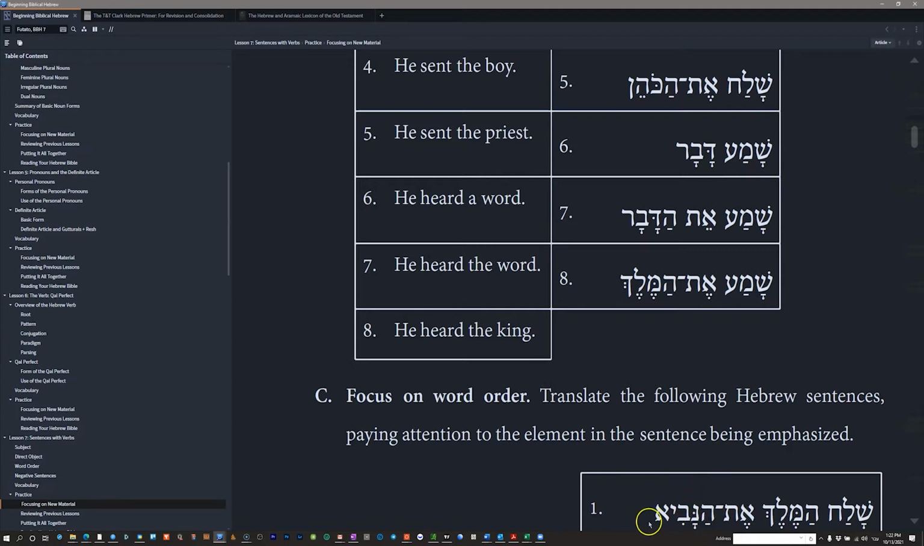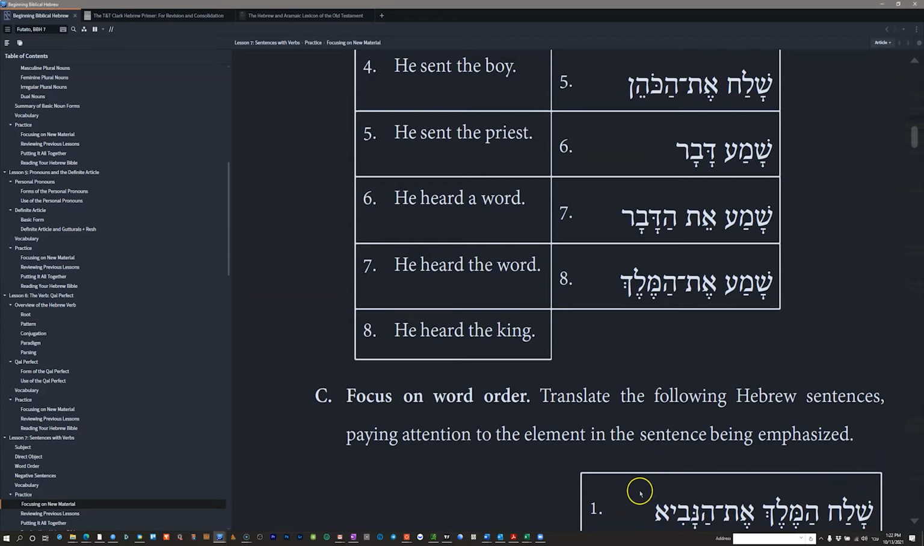I've got ha-navi. I've got a hey at the beginning, so hey, it might be the definite article. I can confirm that by seeing the hey patach dagesh. If I take that hey patach dagesh off, I'm left with navi, which is a Hebrew word that I know. It's the word prophet. So this would be translated as the prophet. So I've identified this as a noun functioning as the direct object of the verb. I've parsed it as masculine singular, and I've translated it as the prophet. There's nothing left for me to do here.